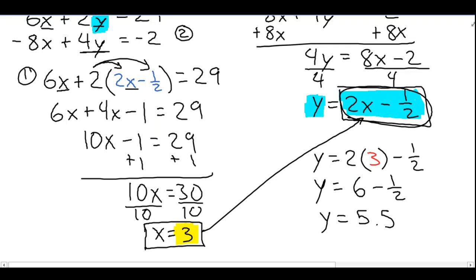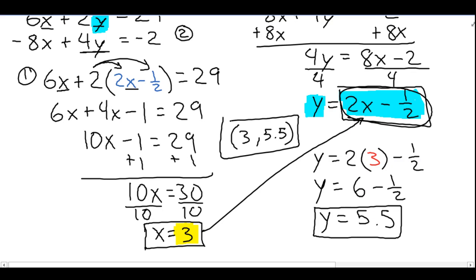If you want to do it using common denominators and fractions, I believe that's going to be 11 over 2. So your final answer for this problem is going to be 3, 5.5. Now, if you go ahead and graph this using a graphing calculator or Desmos, you'll see that the point that the two lines cross at is, in fact, at 3 and 5.5.